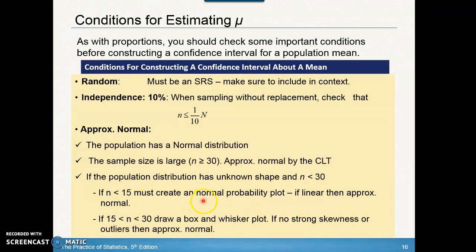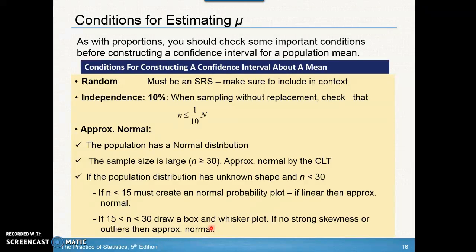So what you would do is you would create a normal probability plot on your graphing calculator. Remember, if a normal probability plot is linear, then your graph's approximately normal. You would have to show the probability plot state linear, therefore approximately normal. You have to include that, or you can draw a box and whisker plot. Now, please keep in mind though, with a box and whisker plot, you never, ever, ever state that a box and whisker plot is approximately normally distributed. You only state that there's no strong skewness or outliers in the box and whisker plot.